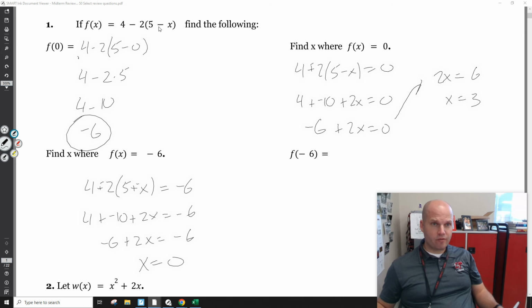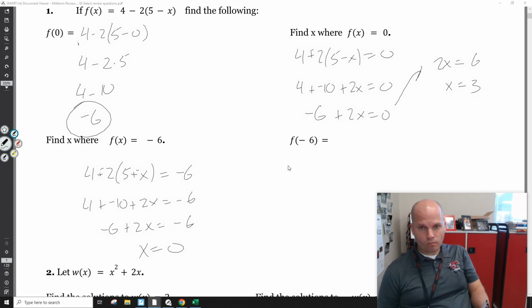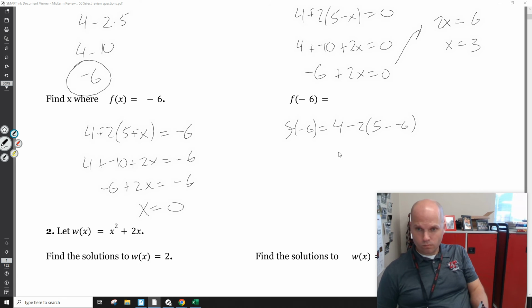5 minus 3 is 2 times negative 2 is negative 4. 4 plus 4 is 0. 5 times 2 is 10. 4 minus 10 is negative 6. Four minus 22, negative 18.